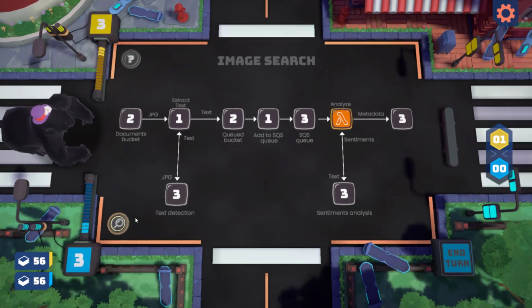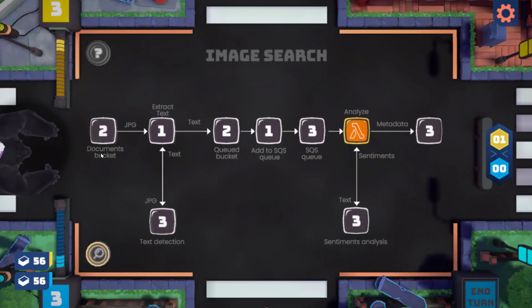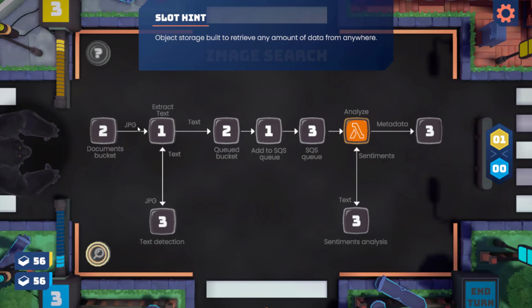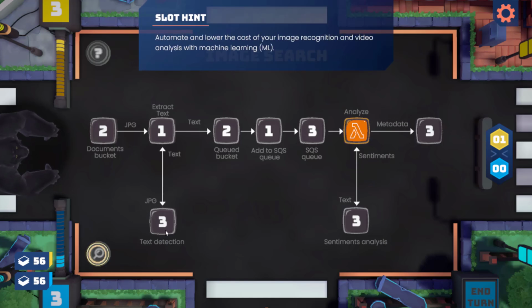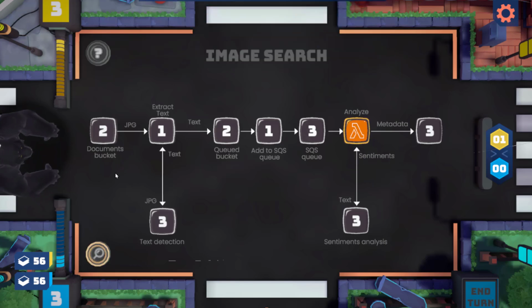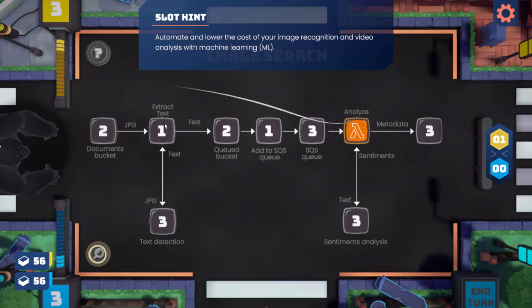So let's look at the architecture quickly. Documents bucket, yes, S3, and then they are JPEG files. Only for JPEG files, I think we are going to use a particular service. You will use Lambda, I am assuming, to trigger the text detection. What service would that be? A machine learning service. Since this is going to be an image, if you want to extract text from an image, what service will you use? Yes, Rekognition. So here you will have Rekognition, but you will trigger it through Lambda.